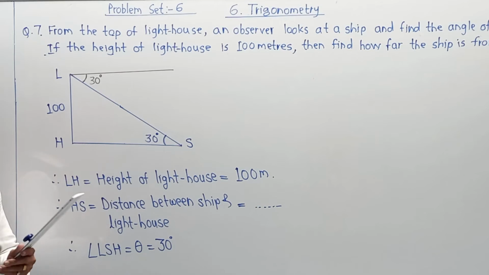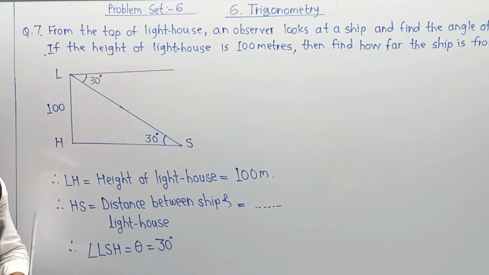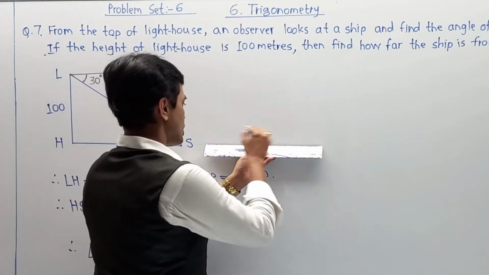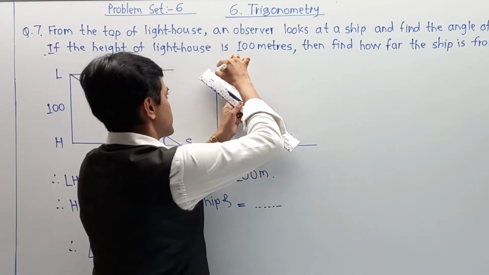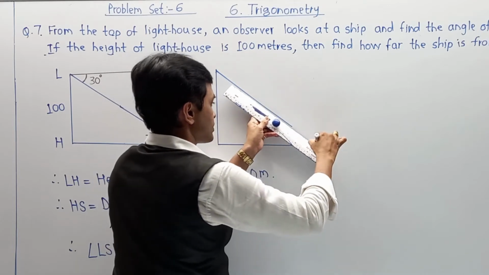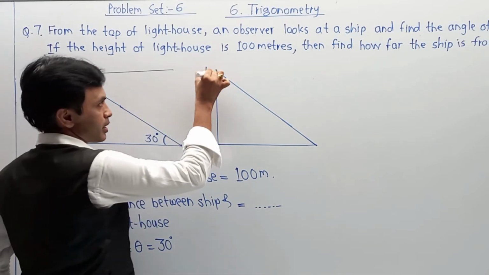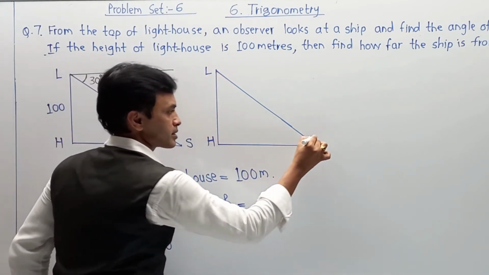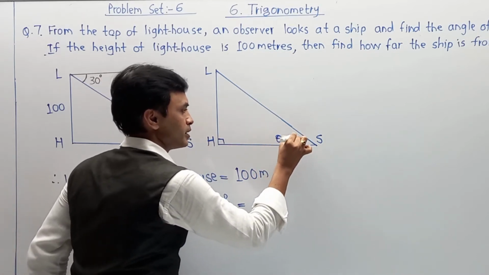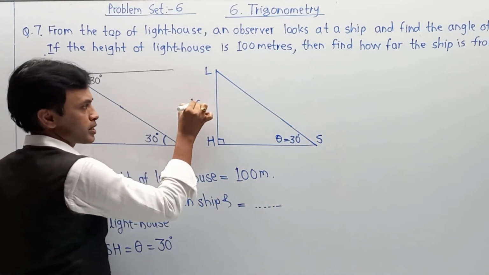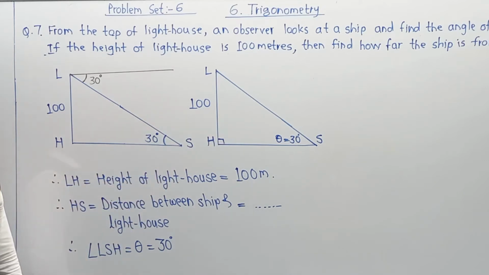Now from this diagram, if you want to modify it, you keep this diagram as it is and you can draw the same diagram without this line. What I mean to say, let it be clear. Here you can draw a simple diagram for your understanding. And that is nothing but LHS, here the angle is 90 and this theta over here is 30 degrees. And you already know this value as 100 meters. Means you can use this diagram for reference in the calculation.